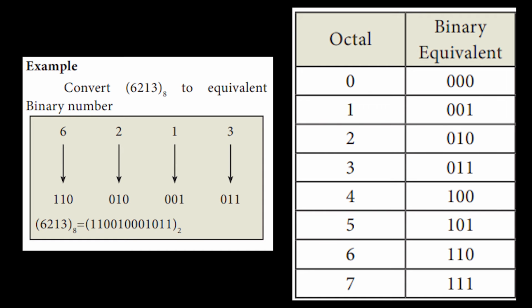If you don't know these values, you can write first 4 zeros and 4 ones, and then 2 zeros and 2 ones, and then 01010101. Like that, if you write, you will get the 3-digit numbers, and you can mention the equivalent values there, and you will get the binary numbers for the octal numbers. Here they have given 6213, and we have found the binary equivalent for the octal number 6213.